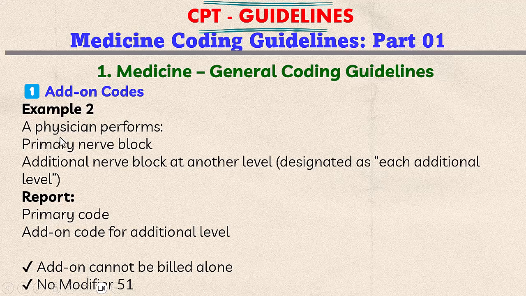A physician performs a primary nerve block and an additional nerve block at another level, designated as each additional level. So here the reporting is the primary block and the add-on code for additional levels. So add-on codes cannot be billed alone and take no modifier 51.